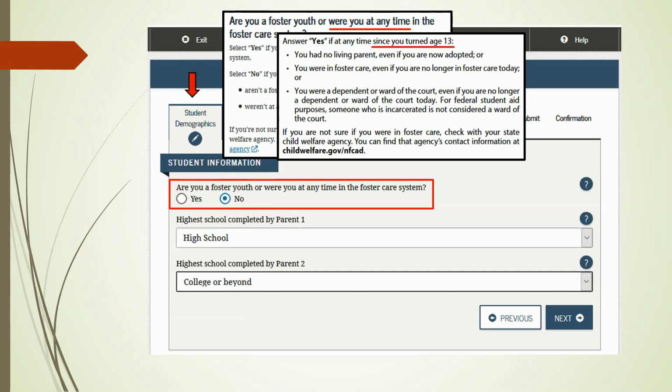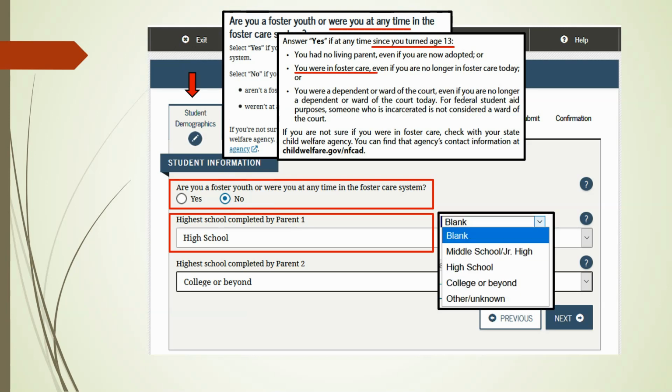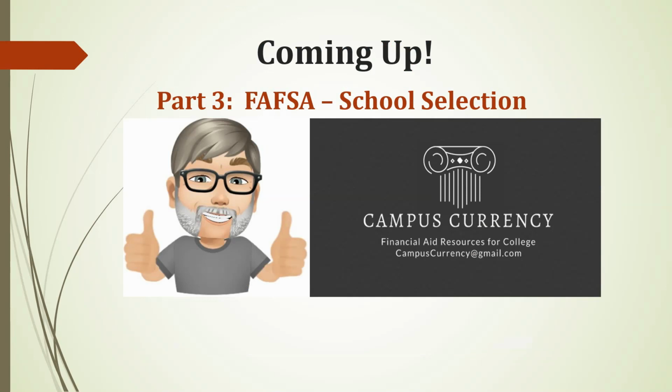Then the next section is going to ask the highest level of school that your parent completed, parent 1. And that would be either middle school or junior high school, college or beyond, or other or unknown. And then it'll ask for the second parent as well. And this is primarily to determine maybe eligibility for first generation students. There may be grants available through the college or even your state of residence for first generation students. And that is it for this section.